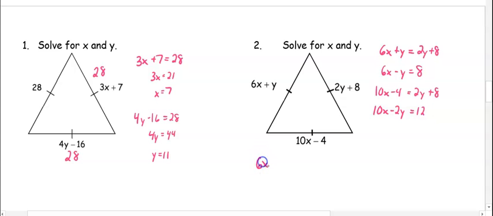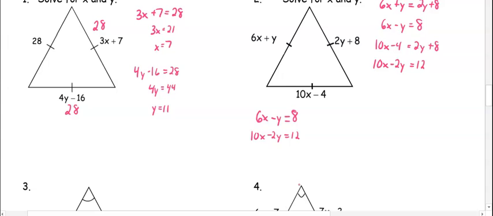Now that I have my 2 equations, 6x minus y equals 8, and 10x minus 2y equals 12, I can eliminate a variable, so I'm going to multiply the first equation by negative 2. So I get negative 12x plus 2y equals negative 16.